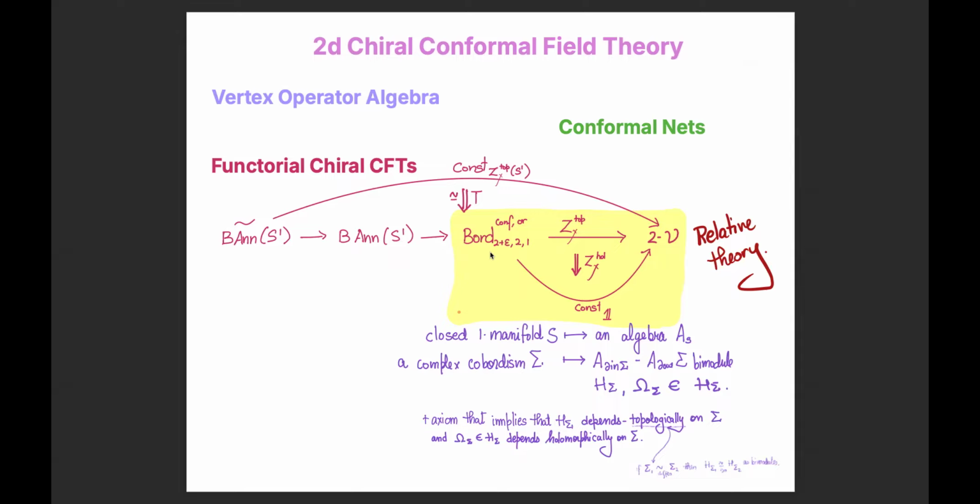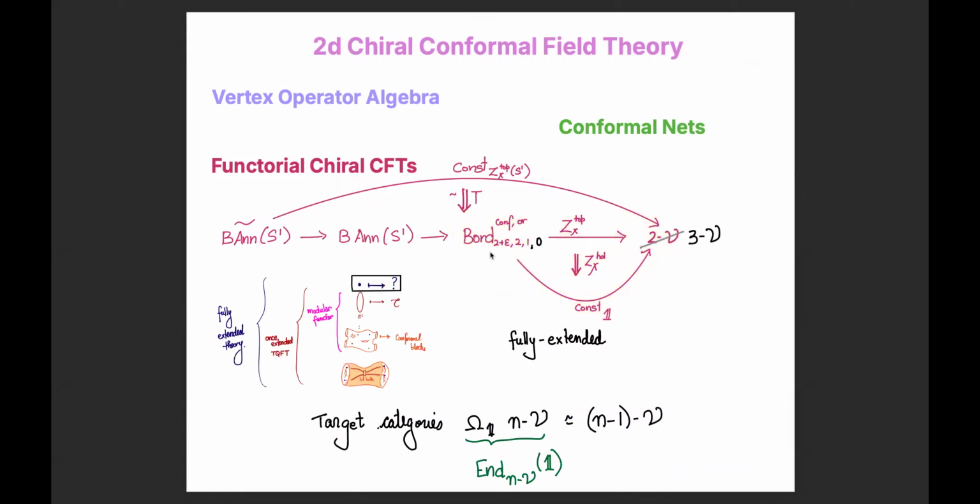For a given closed one-manifold, this data amounts to assigning some algebra, and it can be a topological algebra of your favorite flavor. For a complex cobordism, you will assign a bimodule with a pointing, and the axioms dictate that the bimodule that you assigned is only topologically dependent on sigma, and the pointing actually is holomorphically dependent. So this is kind of hidden in different parts of the definition that I've not said, but there are axioms that dictate that.